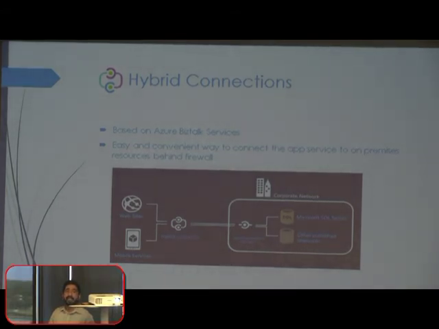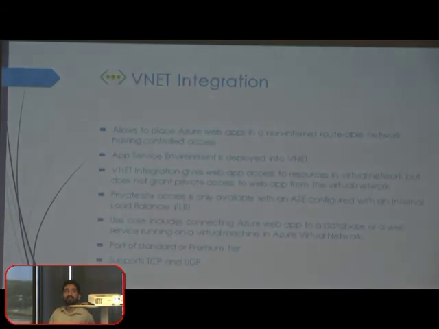Hybrid Connection is based on BizTalk services, and it's an easy way to connect our app services to on-premise resources behind a firewall. Likewise, we can also connect our web apps to virtual networks, which are Azure virtual networks, and we can connect to our other resources within the VNet.